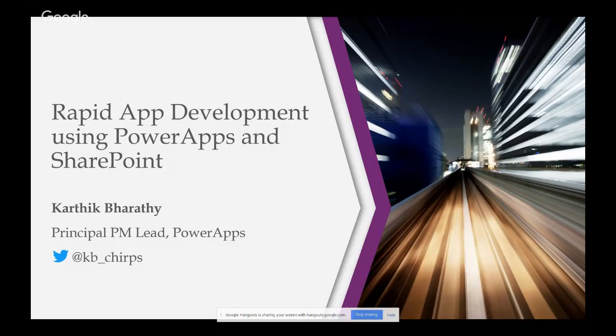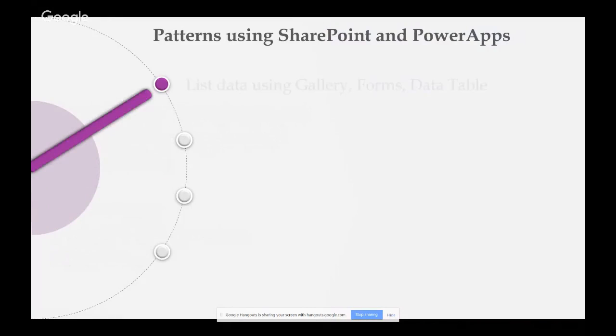Here we go. Okay, so let's skip to the next one. So here are the patterns that we'll be looking at today. And these are the sort of things that you want to do with your data. We'll start with an example scenario or walk through different controls that you can use. So to start with, we look at what's a gallery, what a form, the data table, essentially like the three big pieces that you would use to view your data from SharePoint lists, and you would also use forms to create new record items.